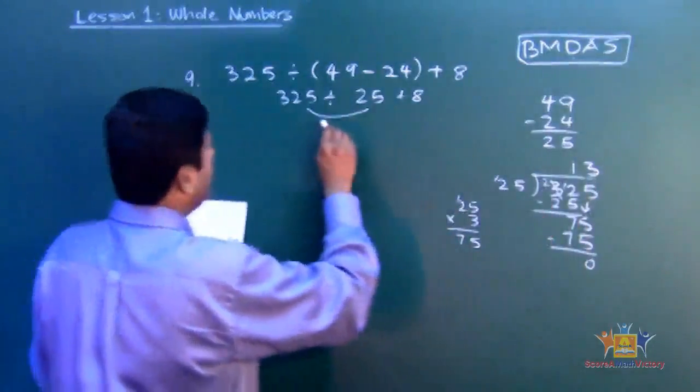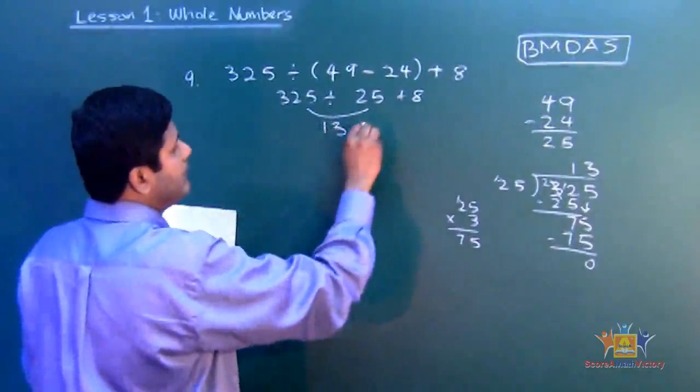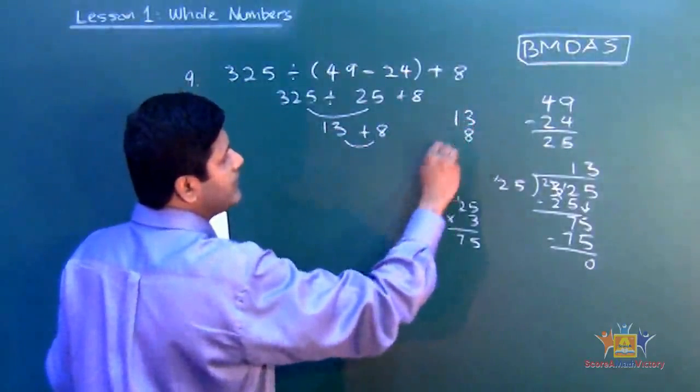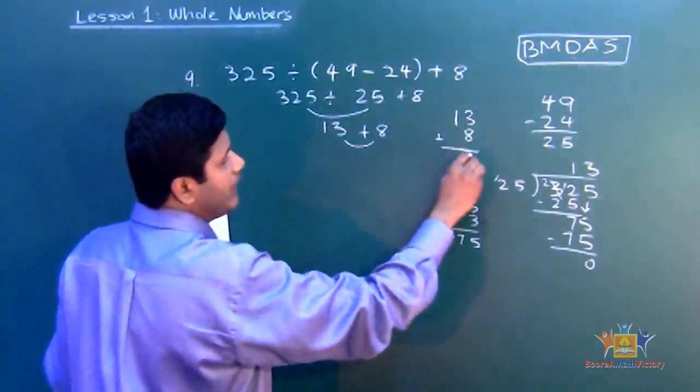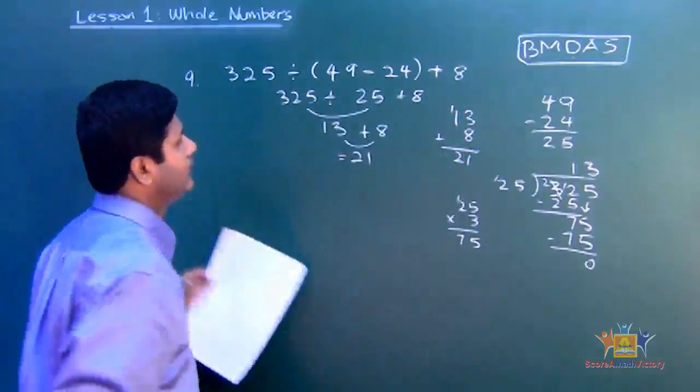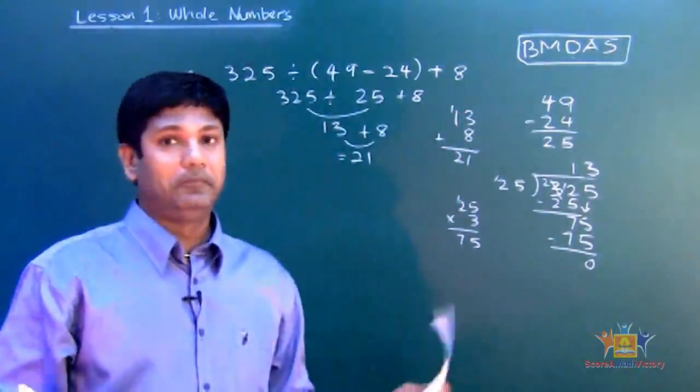That means 13, okay? So this one becomes 13 plus 8. And then I combine these two, 13 plus 8. 3 plus 8 is 11, 1 carry 1, 2. So it will be 21, right there.